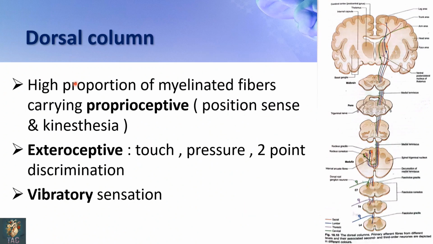Now, a high proportion of the myelinated fibers are carrying the proprioceptive information, that is the position sense and kinesthesia. The exteroceptive information is the touch, the pressure, the 2-point discrimination, and the vibratory sensation. So these are the different sensations which are carried through the dorsal column.